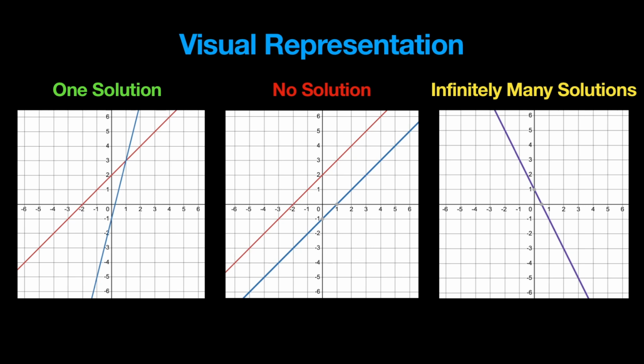The other option is no solution, when two lines are parallel to each other and they do not intersect, like the blue and red line. And you also have infinitely many solutions, and that is when one line overlaps the other. So in this case, as you can tell, the color of the line is purple because the blue line is on top of the red line. They're overlapping.